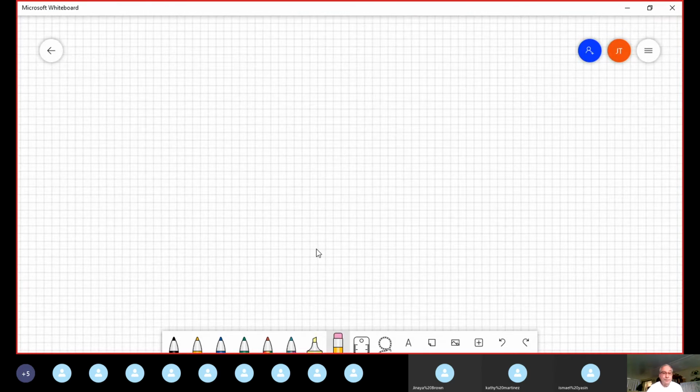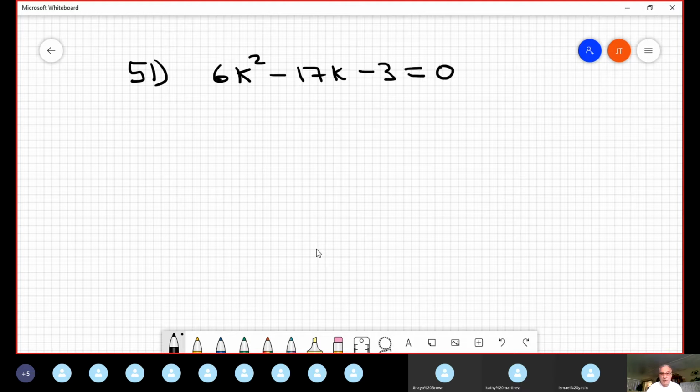Problem 51 is 6k squared minus 17k minus 3. Okay, my question is: 1, 2, 3, trinomial, special or regular? Special. And for special, I know that the procedure is always multiplication of those numbers.